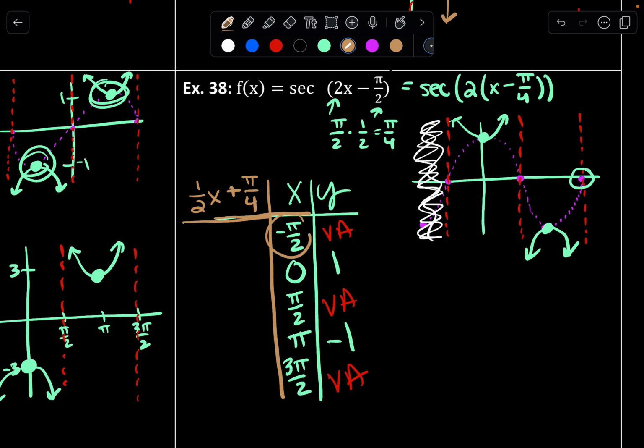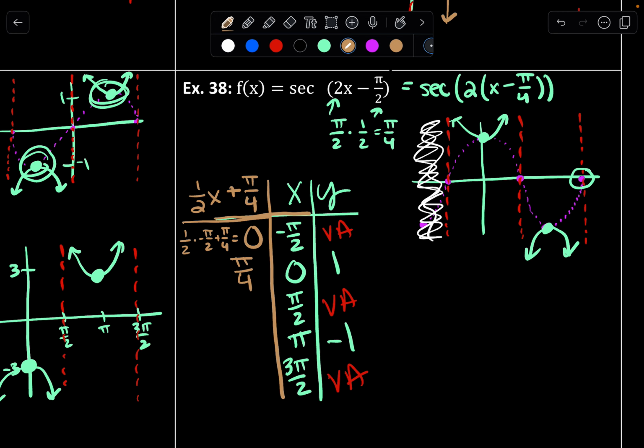So we'll do plus pi over 4. All right, so now we'll substitute in for x. We end up with 1/2 times negative pi over 2 plus pi over 4. So we end up with negative pi over 4 plus pi over 4, so we get 0. Plugging in 0, we just end up with pi over 4. So now we're good. We know what the distance is between each input, so we can just add that much each time. From 0 to pi over 4, it's pi over 4.